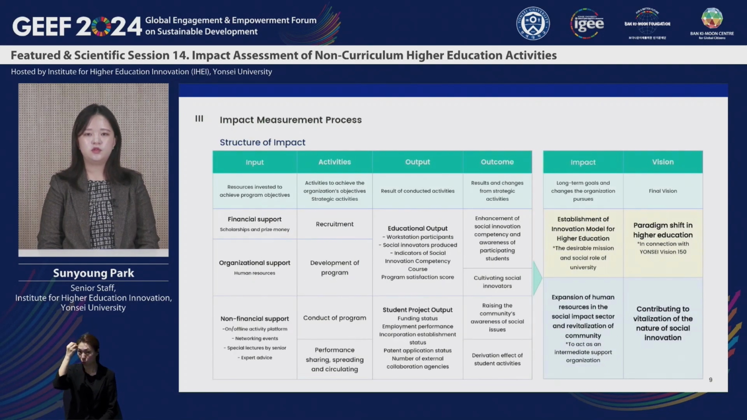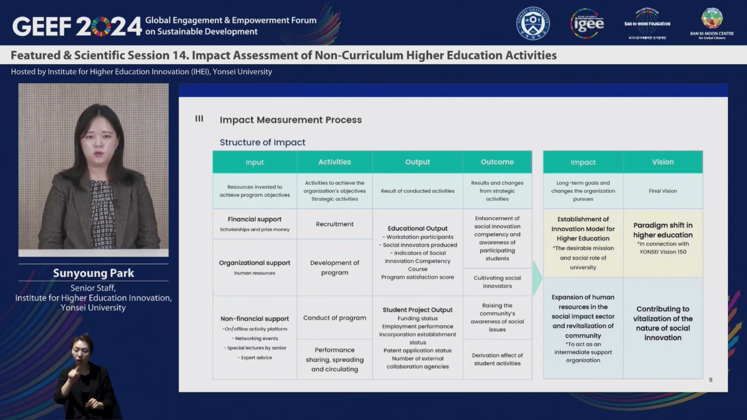To measure the impact of the workstation within the IHEI, we mapped out the activities throughout the entire duration, as these activities are organically connected together. We utilized change theory to examine what resources were input, what activities were carried out, what outcomes were achieved, and what impact and vision the Institute had as a result.